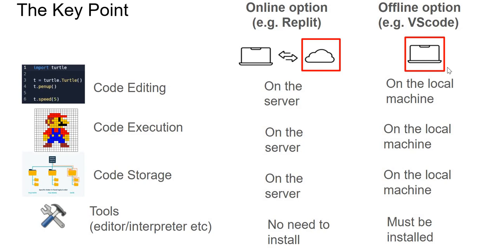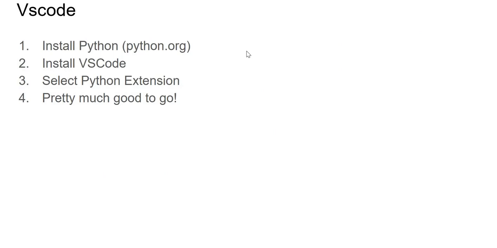Now, let's see this in a step-by-step manner for VS Code. So really, there are broadly 4 steps. First thing, we must install the Python interpreter itself. And we'll do that from python.org. I'll just show you in a moment how to do it.